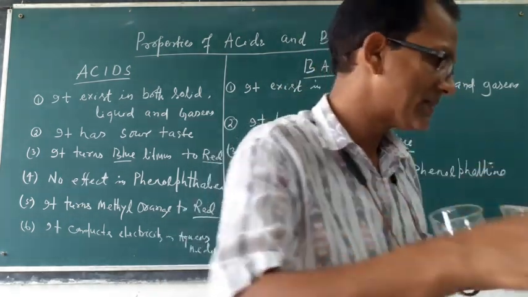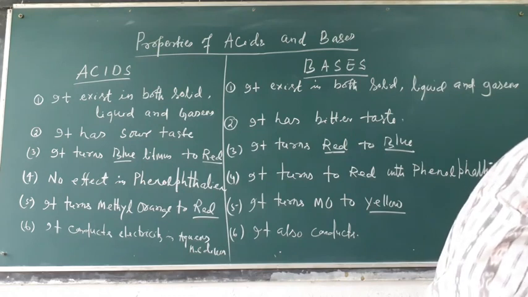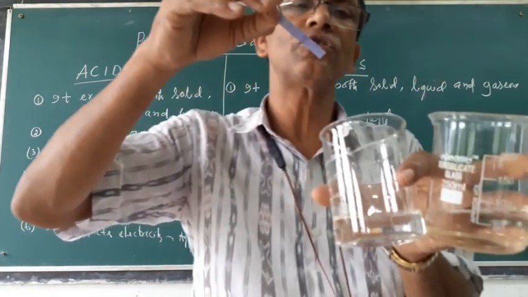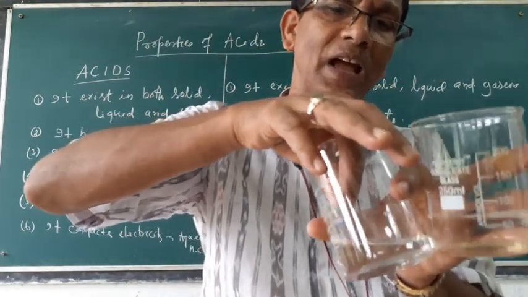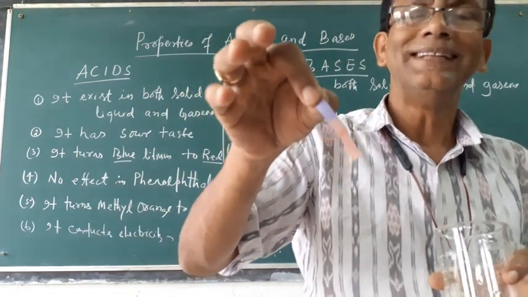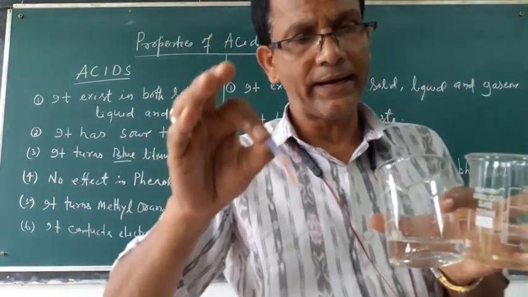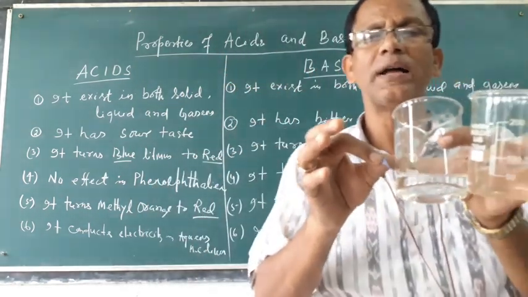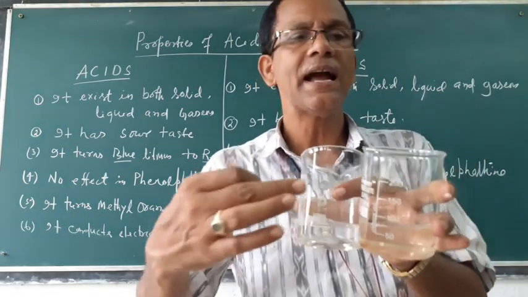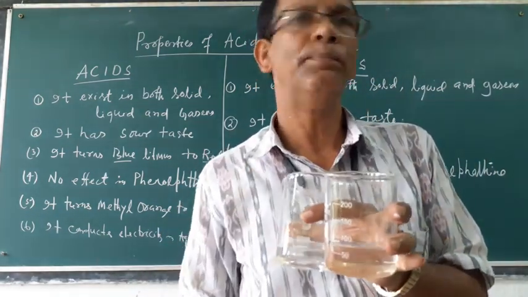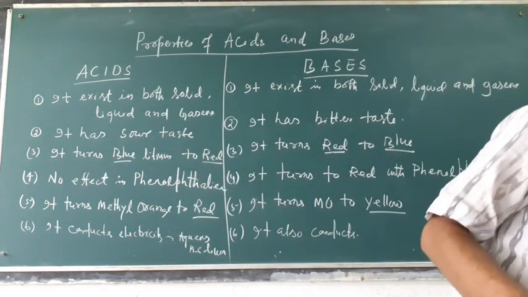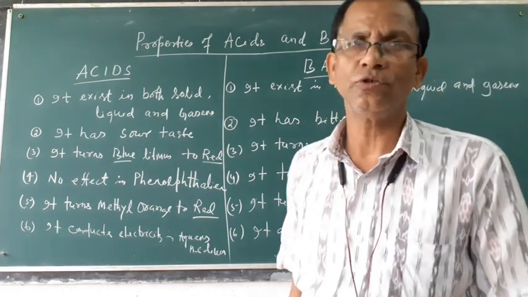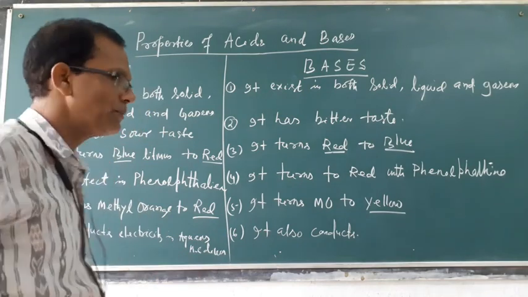The solution is base. Here, the same blue litmus paper, now I am touching to the second beaker. Now you see, it changes to red. That means if blue changes to red, it is acid. So the first beaker contains base and this beaker contains acid. In this way we can identify which solution is acid and which solution is base using litmus paper.